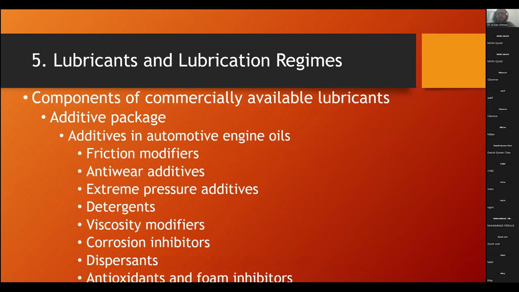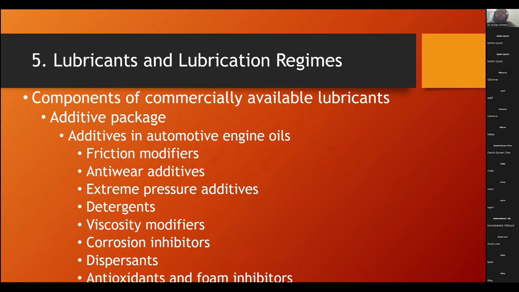We already studied this. So additive packages, as I just mentioned, are added in various percentages so that you can vary the physicochemical properties based on the application. Like if you are using them for manufacturing purposes, then you have to see which type of manufacturing process you are going to use them in. You have to see the sliding speed, the load, the temperature, and then modify the lubricant. And if you are going to use it in an automotive engine, then again you have to see what type of contact is present, what type of engine, and in which environment.